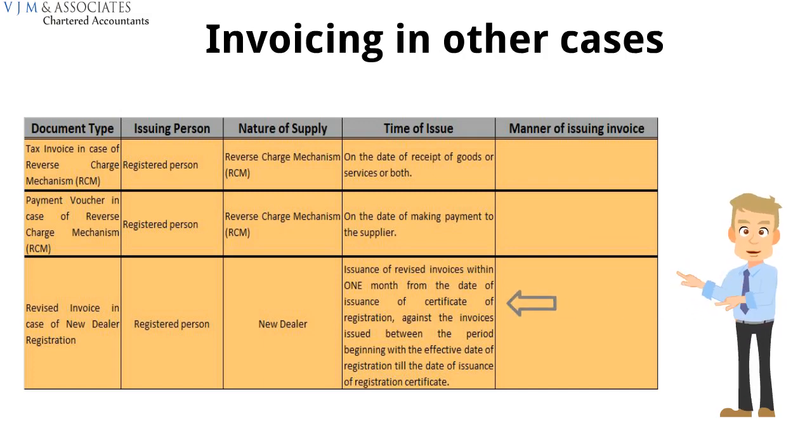A revised invoice will be issued by a newly registered person for the supplies made between the effective date of registration and the issuance of the registration certificate. Such a revised invoice will be issued within 30 days from the date of issuance of the registration certificate.